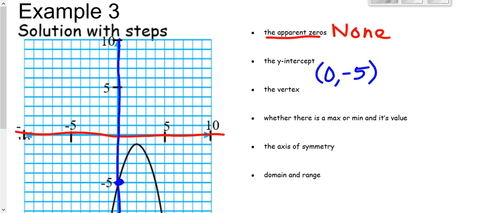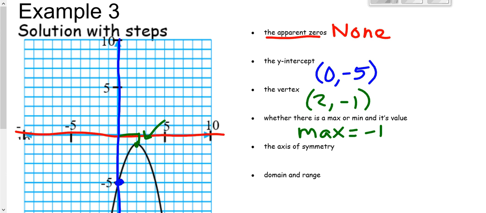Now let's go find our vertex. Remember, your vertex is that turning point. It's usually your max or min. Actually, it's always your max or min when you're talking about a quadratic. So that would be this point right here. And what is the coordinate for that? It's over 2, so that's a +2, and then down 1, so that's a -1. So would this be a maximum or a minimum? It is a maximum. It's at the top. And what would be the value for that? -1. It's always the y-coordinate from our vertex.